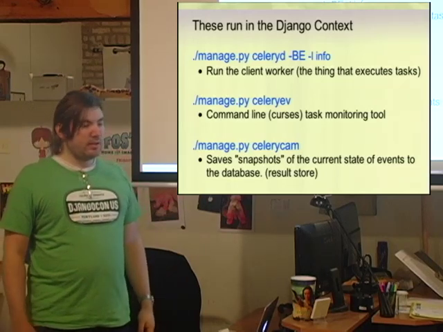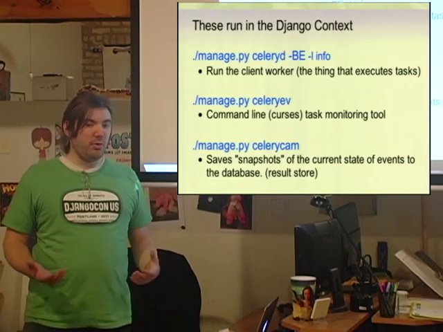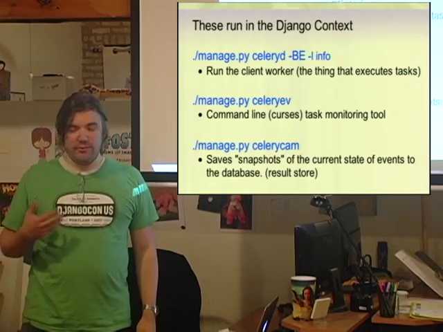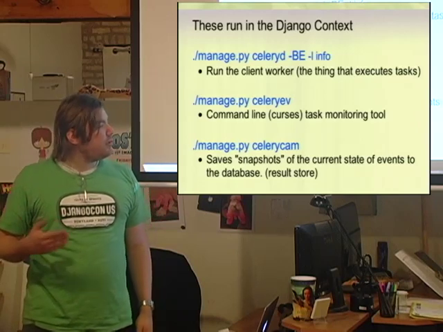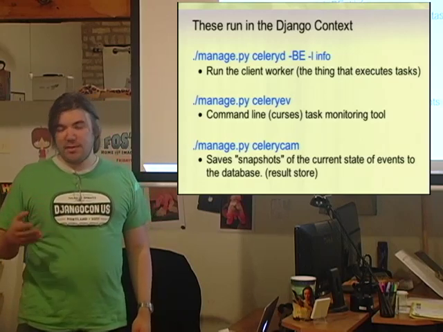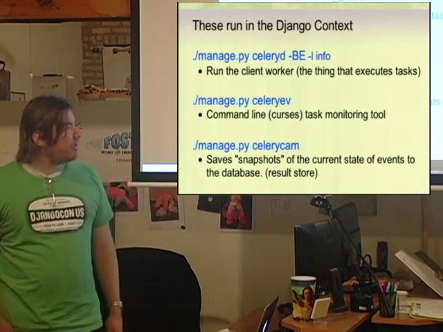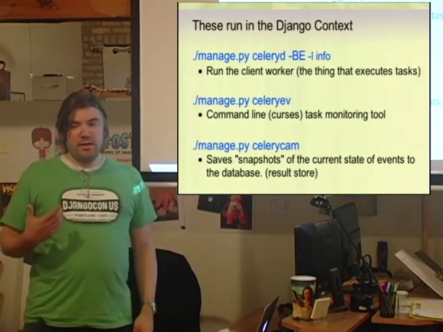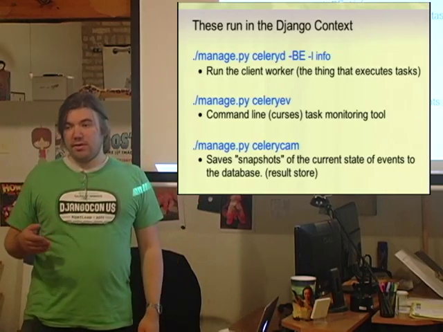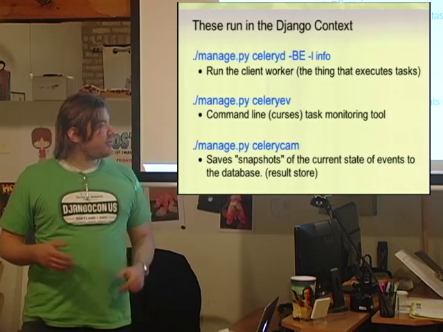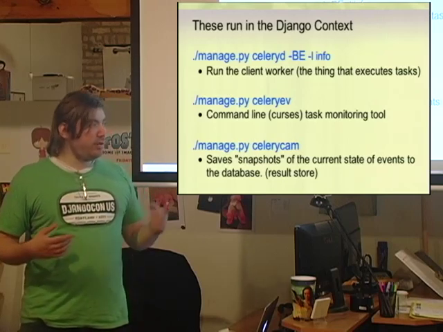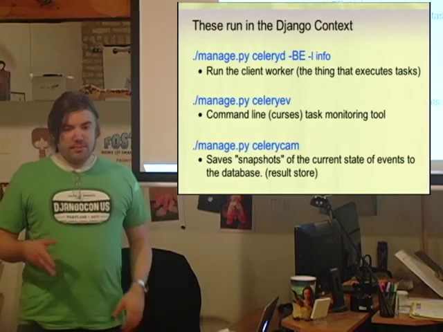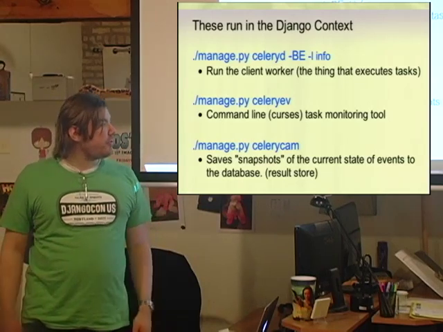Celery EV is a curses tool for monitoring tasks. It just kind of shows you a status of all your tasks out on the schedule, and as tasks come on, you'll see whether they've succeeded or failed. Celery Cam is a tool that saves snapshots of all of your current tasks to the database at an interval that you can specify with an option. You can go and see those results later on.